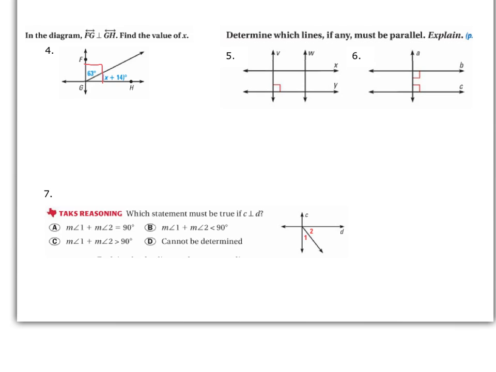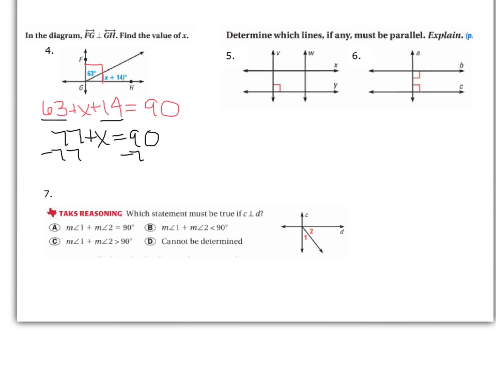Well, we just learned that if lines are perpendicular right here, then these two angles become complementary. So that's the equation you're going to set up, that these two angles are complementary. And then you're going to solve for x. So you're going to combine like terms. That is 77. Subtract 77 from each side. So x is 13. Oh, not degrees, just 13. There we go. So your x is 13.